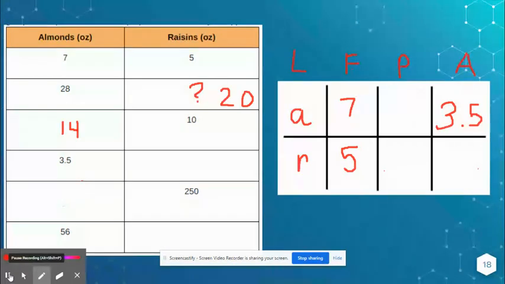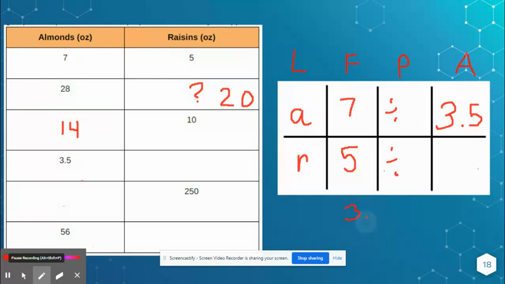Now this one is a little tricky because you're going from a whole number to a decimal. So in order to find out how you went from 7 to 3.5, it's getting smaller, so you know it's going to be division. Okay, but how do we figure that out? Well, what we're going to do is divide 7 by 3.5 to figure out what goes in the middle, what the process is.